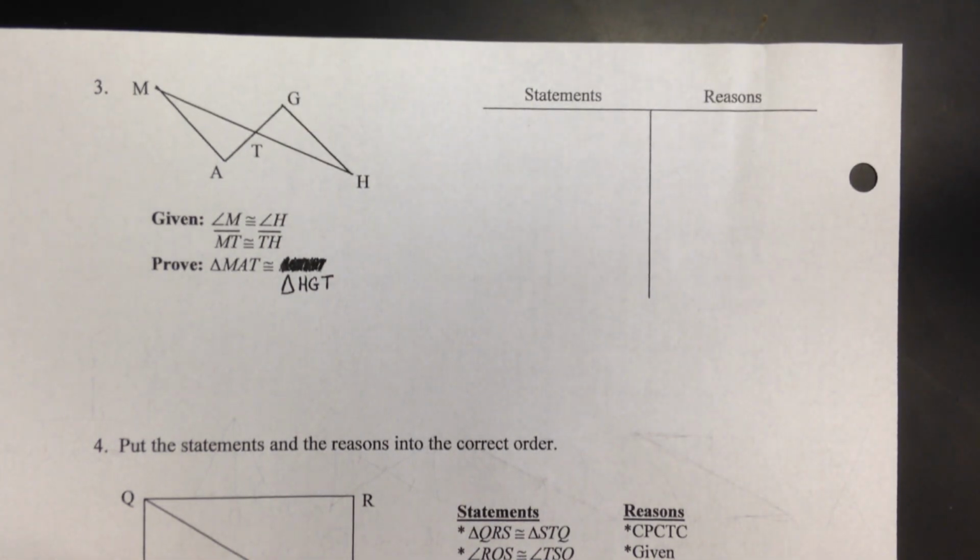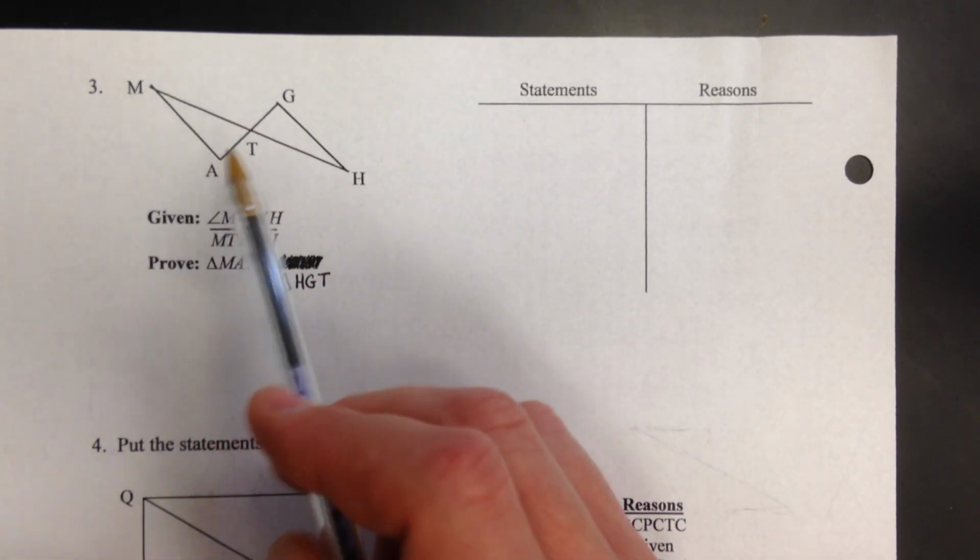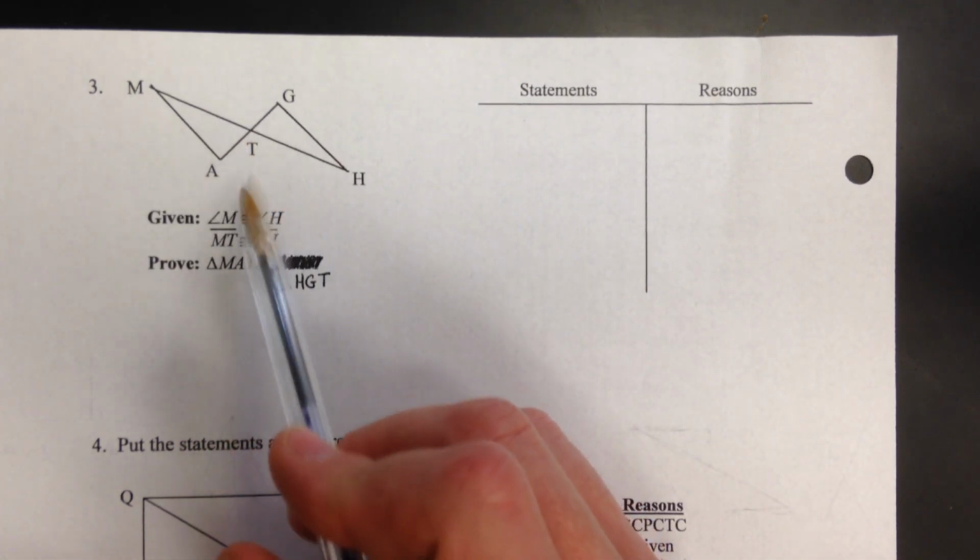Okay, so now we're on the back here. This is part 2 of the notes. We are at number 3. Here's a picture. We have two triangles.